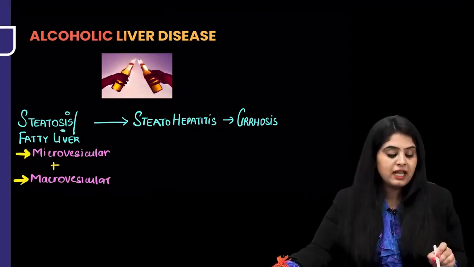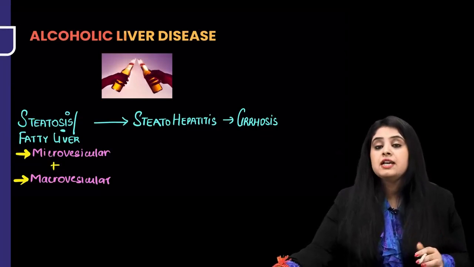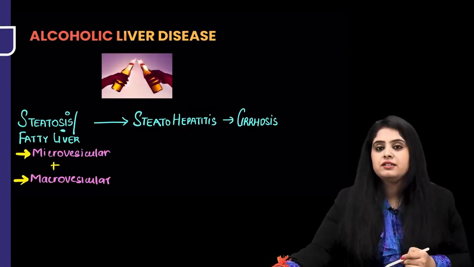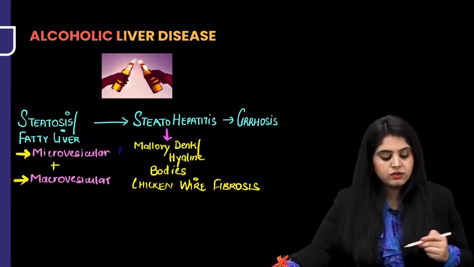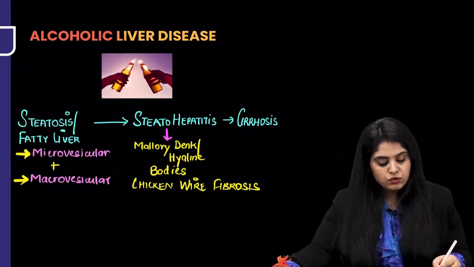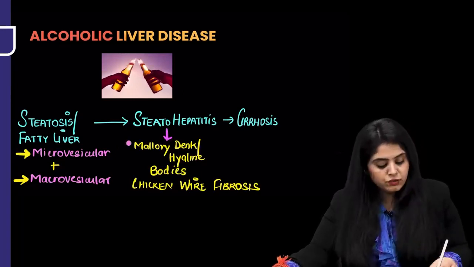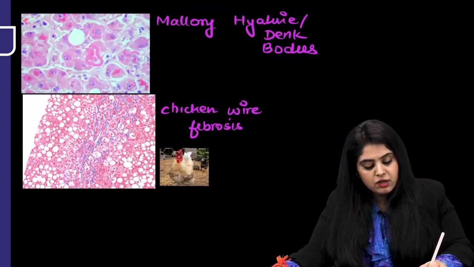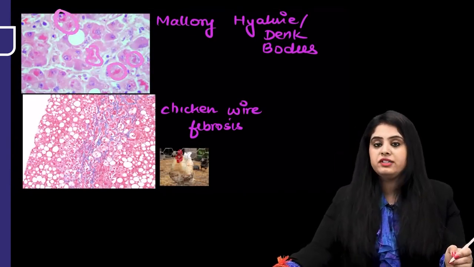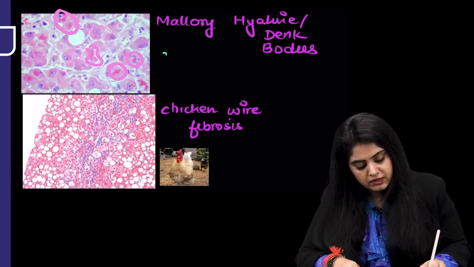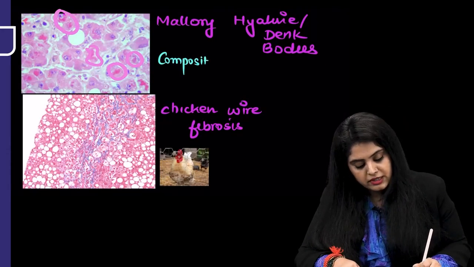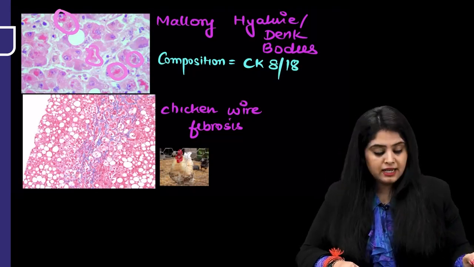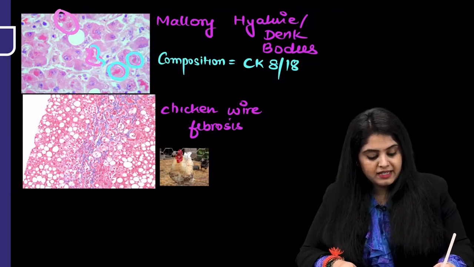So when someone starts consuming alcohol, the first stage he has is fatty liver. After that, a few more years of him consuming alcohol, he will land up with steatohepatitis. Do you know how steatohepatitis looks under the microscope? It shows you two very important things. It shows you the Mallory hyaline bodies. It shows you chicken wire fibrosis. Look at this. It shows you these pink color structures called Mallory hyaline bodies. They ask you the composition. Composition is cytokeratin 8 and 18, and these pink color bodies are Mallory hyaline bodies.